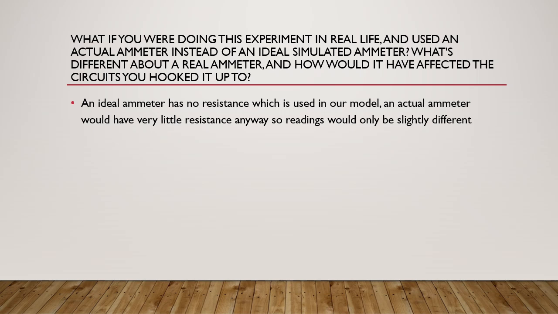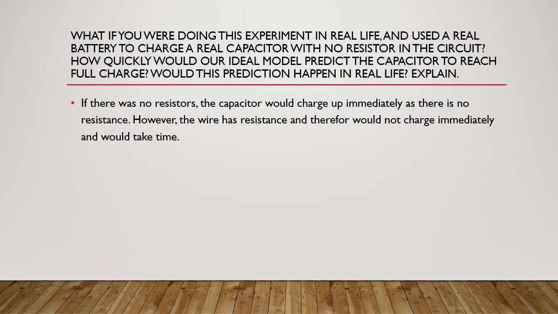So what if you were doing this experiment in real life and used an actual ammeter instead of an ideal simulated ammeter? What's different about a real ammeter and how would it affect the circuits you hooked it up to? Well, first of all, an ideal ammeter has no resistance, which is the ammeter that's used in our model. But an actual ammeter has very little resistance anyway. It would have some, but very little, so the readings would only be slightly different.